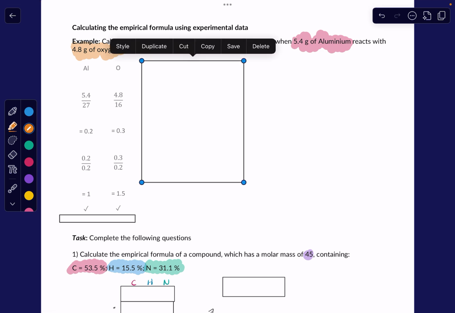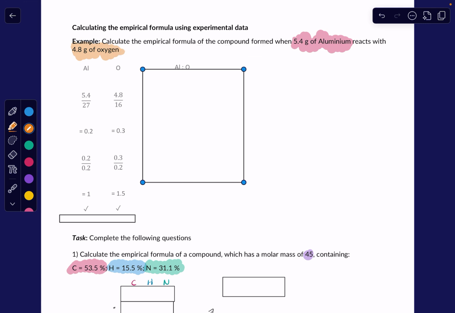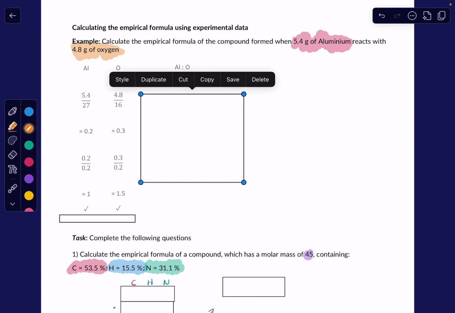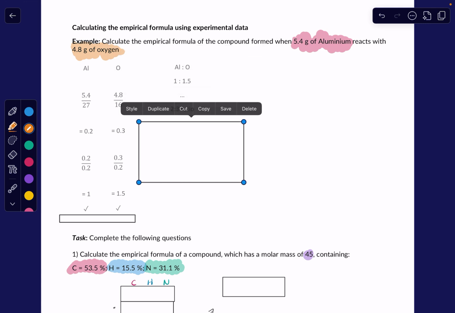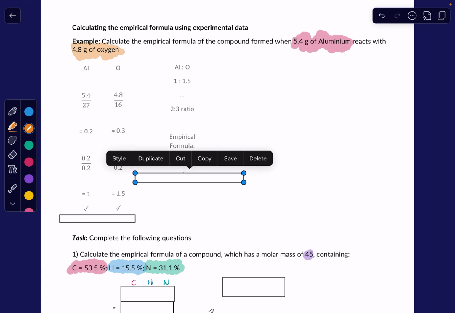The easiest way to do this is we're just going to double it until we get whole numbers. In some instances, you might have to multiply by 3, but in this case, we can just double it, and we're going to get that 1 to 1.5. It's a 2 to 3 ratio, and therefore we're going to get aluminium 2 and oxygen 3, so Al2O3, which is aluminium oxide.